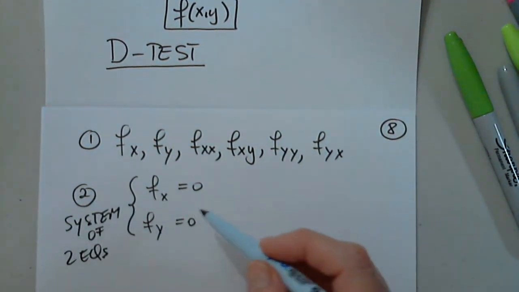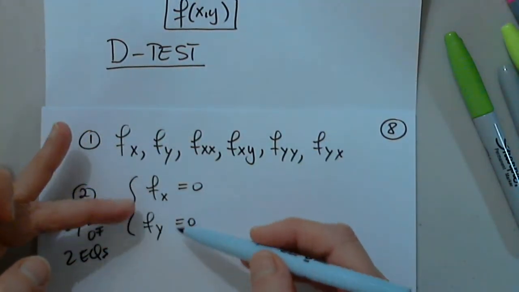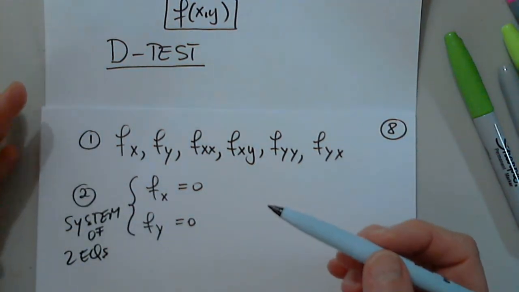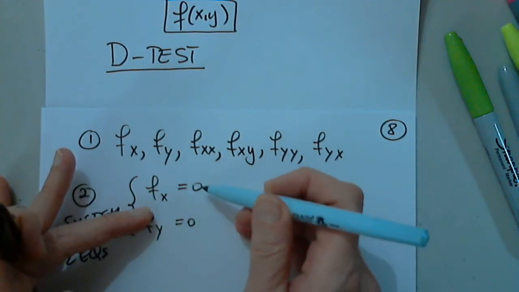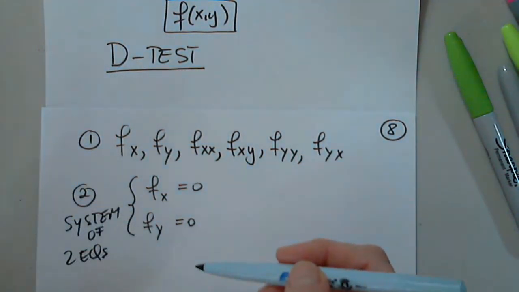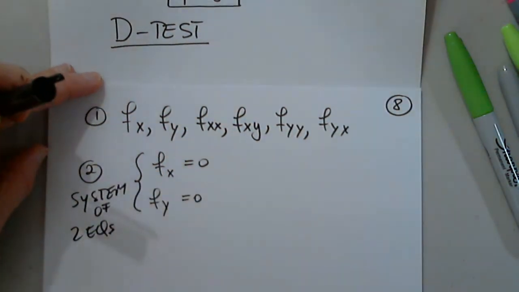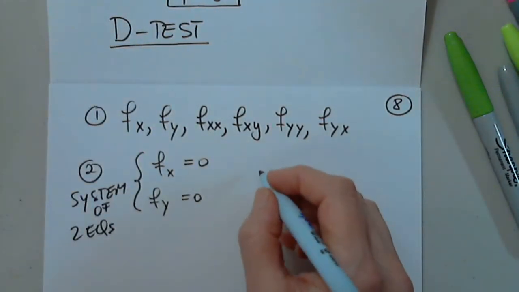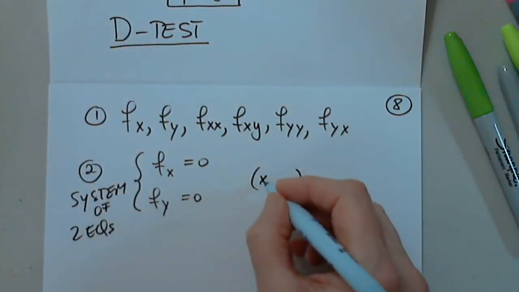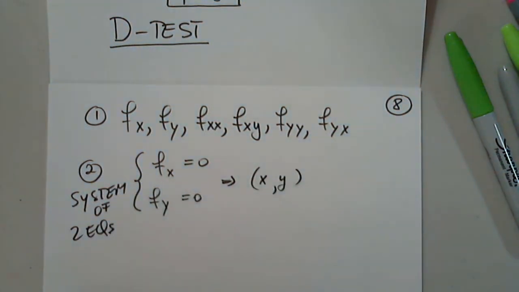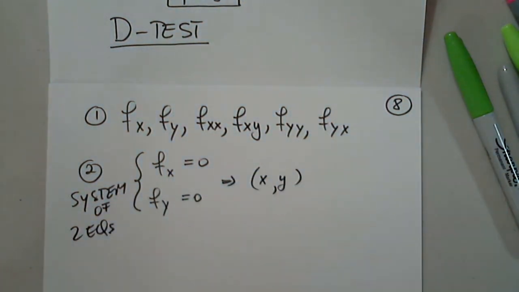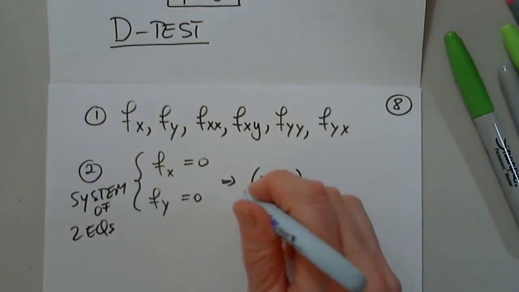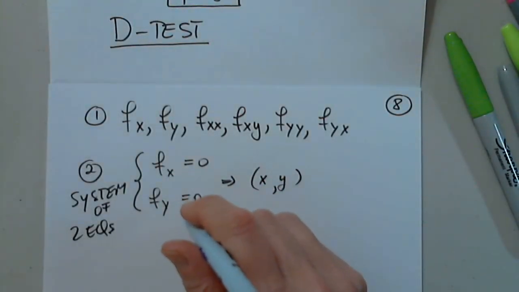This is not surprising, right? Because that's how we determine critical numbers for regular one variable functions, right? We find the derivative, we set it equal to 0. You're not surprised to see that in step 2, we have to create a system and determine ordered pairs, x comma y, that fulfill this, if any. There is no guarantee, but I'm looking for ordered pairs this time.